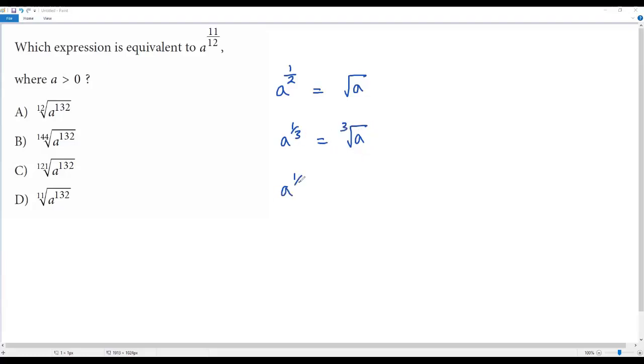And what if the exponent is 1 over 4 to the base a? Again, we write the radical sign, and inside it the base a, and the index of the radical is the denominator, here 4, so it is the 4th root. In all 3 cases, the numerator is 1. So always make sure the numerator is 1 so that we can convert the fractional exponent to a radical.